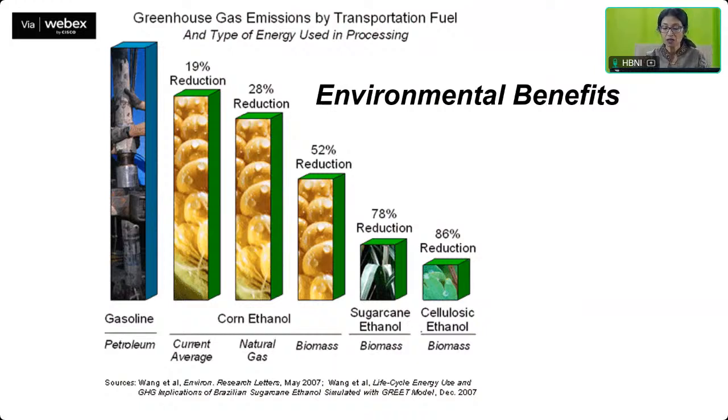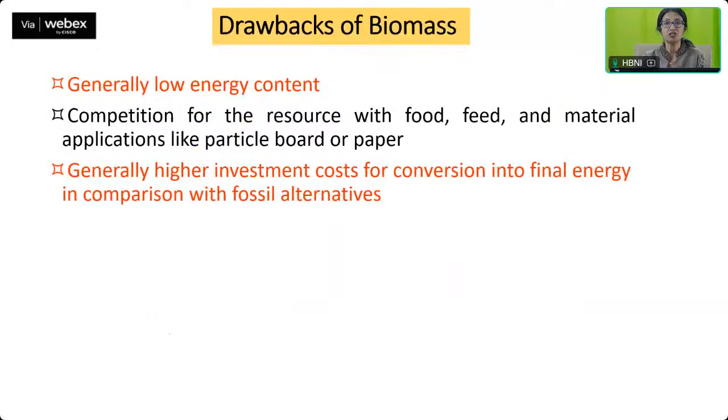Whereas if you are having sugarcane ethanol, there is almost a 78% reduction of greenhouse gas. And if you are using cellulosic ethanol, which you get from cellulose, there is almost an 86% reduction of greenhouse gas emissions. So these are the huge environmental benefits provided by using biomass as a renewable energy source.